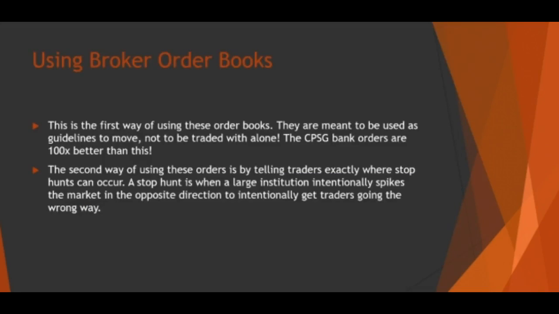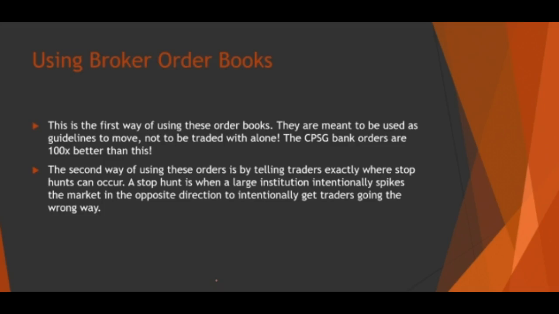So that's the first way of using it. They are meant to be used as guidelines to move, not to be traded with alone. The bank orders are 100 times better than this, which are basically intertwined into your DMS, your daily market snapshot. The daily market snapshot is basically taking those orders as well as trend bias, technical analysis and economic analysis and putting everything together to try to give you the best potential chance of simply trading in the right direction, because that is the number one battle that traders have. You want to make sure that you're trading in the right direction.